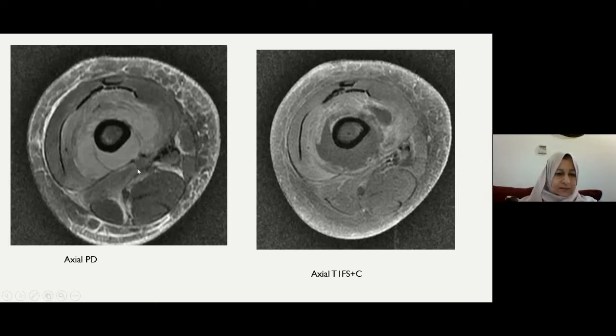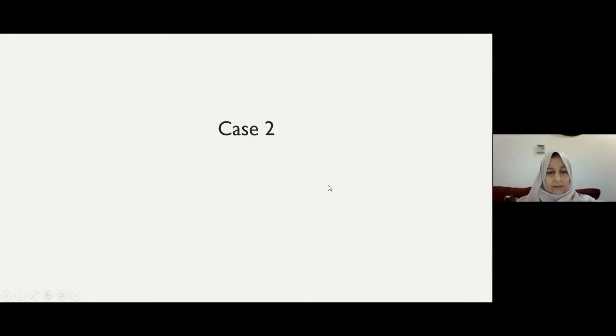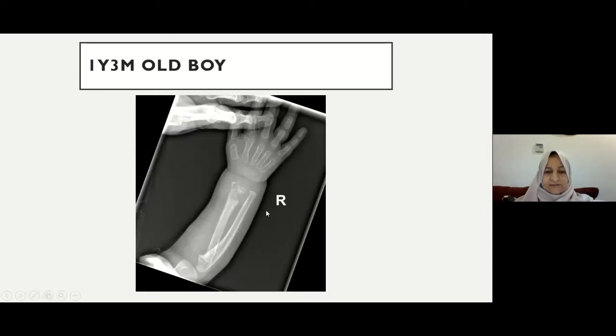Here in axial PD, I want to show you that there is also intermuscular edema and subcutaneous edema. So your lesion is ill-defined. The whole limb is affected. This X-ray follow-up after surgery shows a complication, a pathological fracture, for which he had a cast applied and complete healing was achieved. The second case is a 15-month-old boy who has signs of infection around the right forearm.